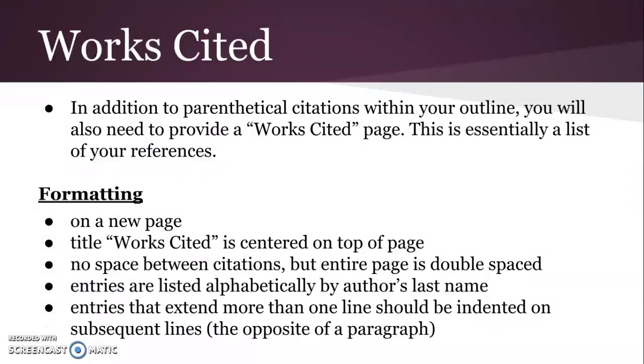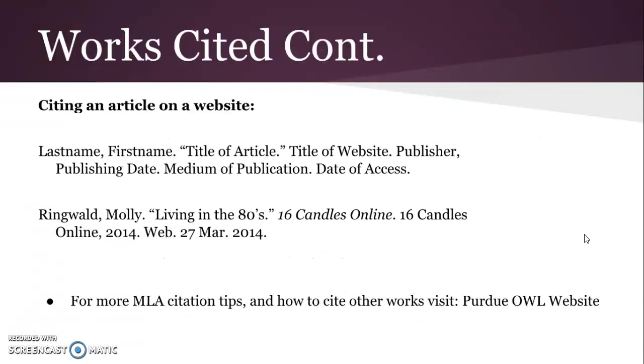If you have a source that doesn't have an author, perhaps it only has an article title, then that article title serves as the author, so alphabetize by that. Entries that are more than one line should be indented on any subsequent lines. The first line is justified all the way to the left. Second, third, fourth lines should be indented once. So it's the opposite of a paragraph. Usually we indent the first line and the other lines are not indented. I'll show you an example of that.